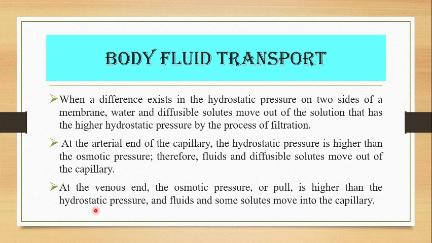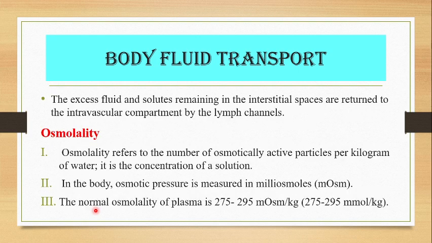Because of this increased hydrostatic pressure, fluids and solutes move out of the capillaries. In the venous end, there is a decreased hydrostatic pressure. Because of this, the solutes and solvents enter into the capillaries. The pressure is about 40 mm Hg at the arterial end and 10 mm Hg at the venous end. Then the remaining fluid is shifted into the capillaries by the oncotic pressure. This pressure is created by the plasma proteins.